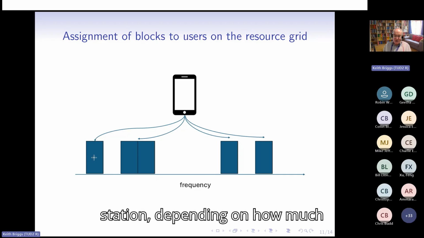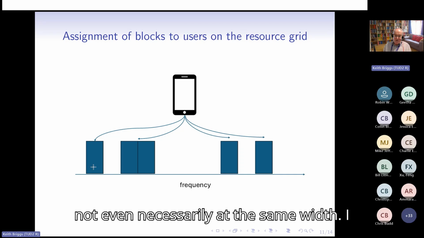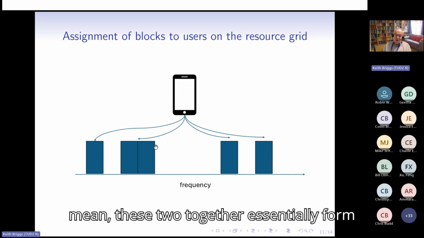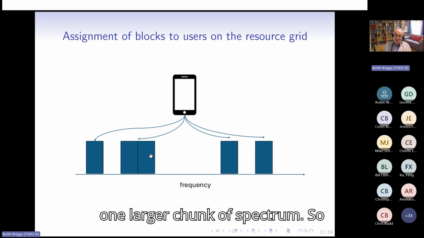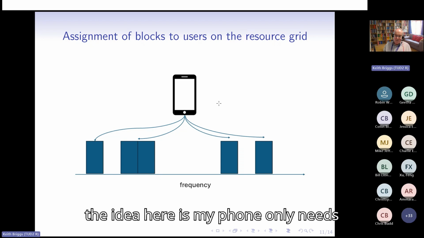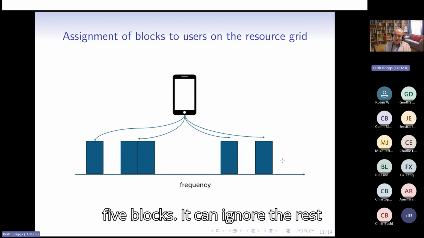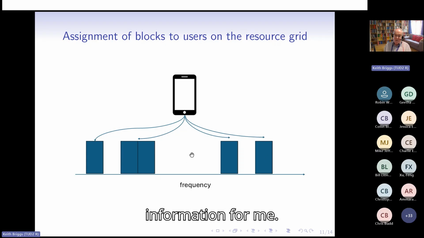That's decided by the base station, depending on how much resources I need. And you notice they're not equally spaced, and they're not even necessarily of the same width. I mean, these two together essentially form one larger chunk of spectrum. So the idea here is my phone only needs to do an FFT on these 5 blocks. It can ignore the rest because it doesn't contain any information for me.